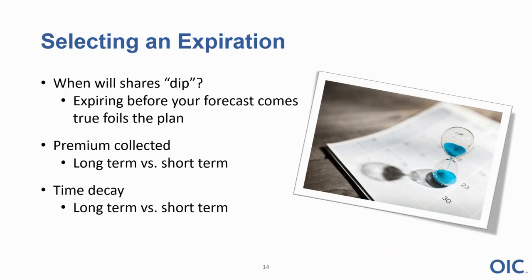So the idea is the further in time we go out, the more risky it's going to be for the option seller, and therefore the sellers are going to demand a higher premium to account for that longer-term risk that they are obligating themselves to when it comes to a long-term option. So in terms of premium, you're going to collect more with a long-term option versus short-term. So that's another thing to consider when selecting your expiration date.